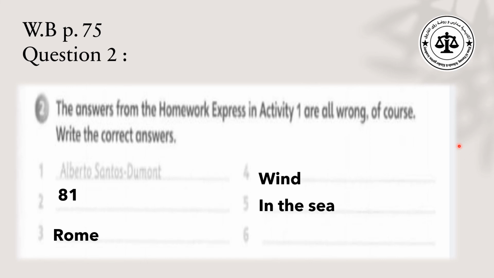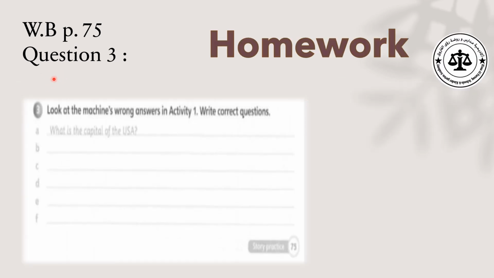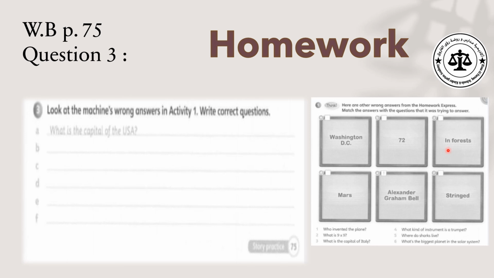Number 5. Where does the shark live? Of course, in the sea. And the last one, the largest planet in the solar system is Jupiter, or the biggest. Now, exercise 3. Look at the machine's wrong answers in activity 1. Write correct questions. These are the wrong answers. So, you should write correct questions for the wrong answers.